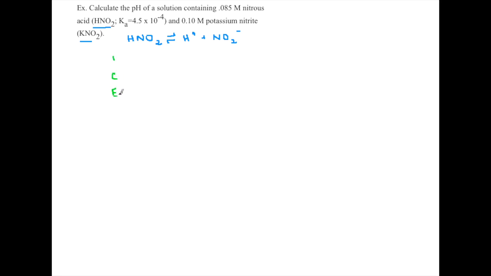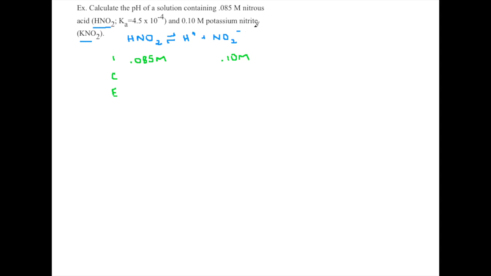In this problem, I start with a concentration of 0.085 molar for my acid, and I have a concentration of 0.10 molar for my nitrite ion. Keep in mind this is your salt, however, we're just concerned with the nitrite ion because this is soluble.